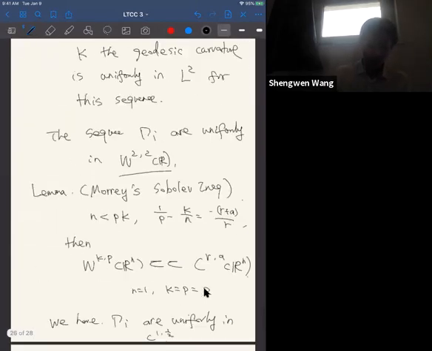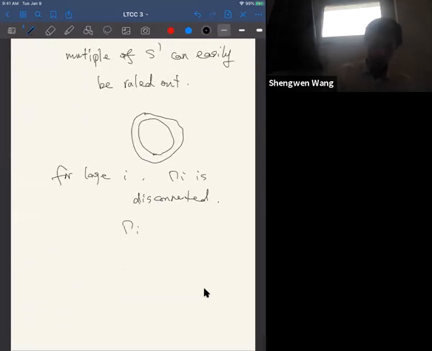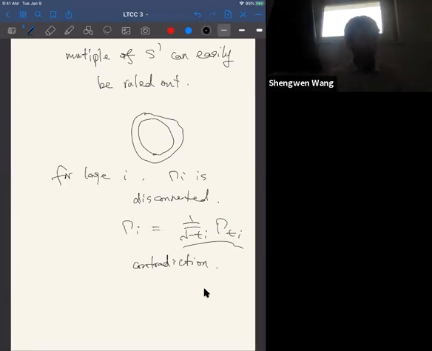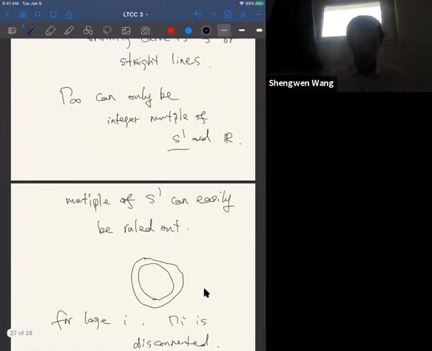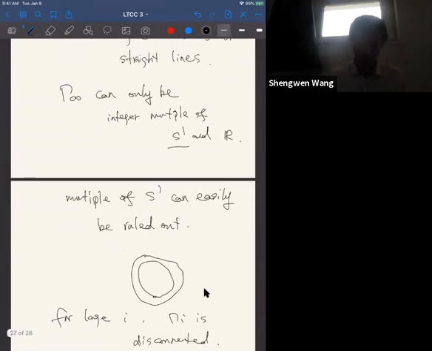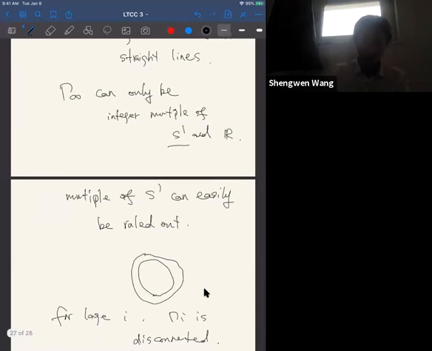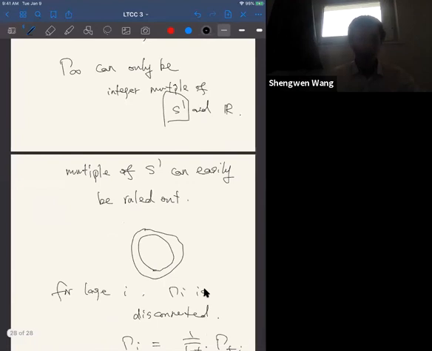I'll write it again here. Gamma_i is just the rescaling of this time slice of the flow, and we are assuming that 0 is the first singular time. So before that, it is still a perfectly embedded, connected, closed curve. So this is a contradiction. So in the end, we will see that only multiplicity 1 of the circle can occur as a tangent flow at the first singular time.